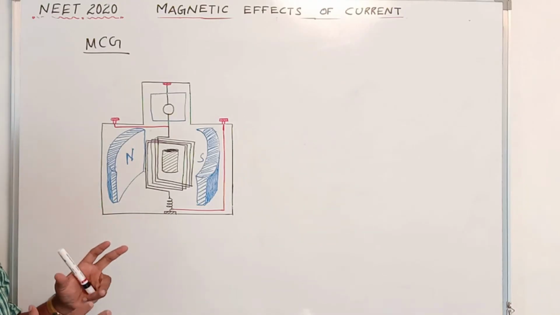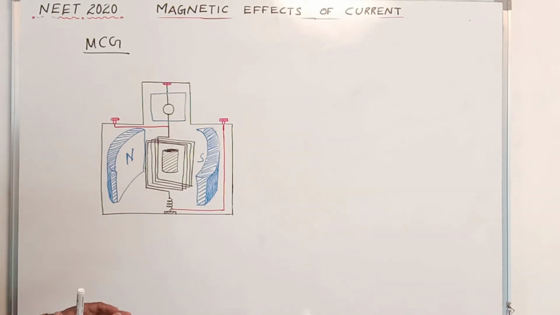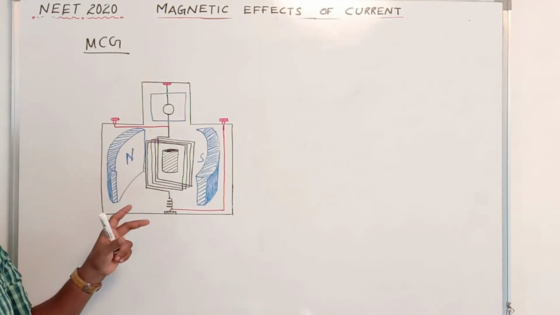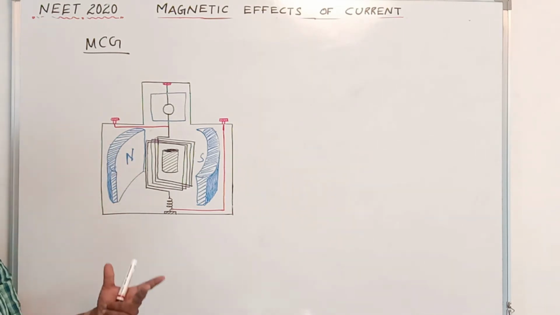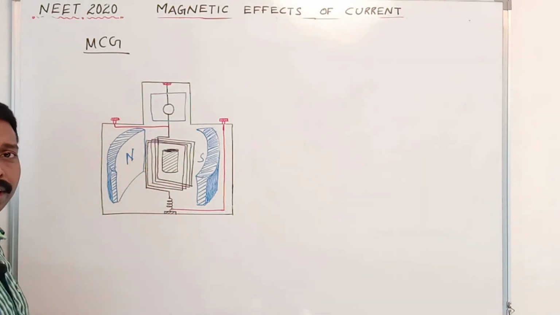In MCG, cylindrical magnetic pole pieces are used to provide a radial magnetic field, so that the rectangular wire frame of n turns is always perpendicular to the magnetic field, so that the maximum torque is obtained. A phosphor bronze string and phosphor bronze hairspring is used to get maximum restoring torque.